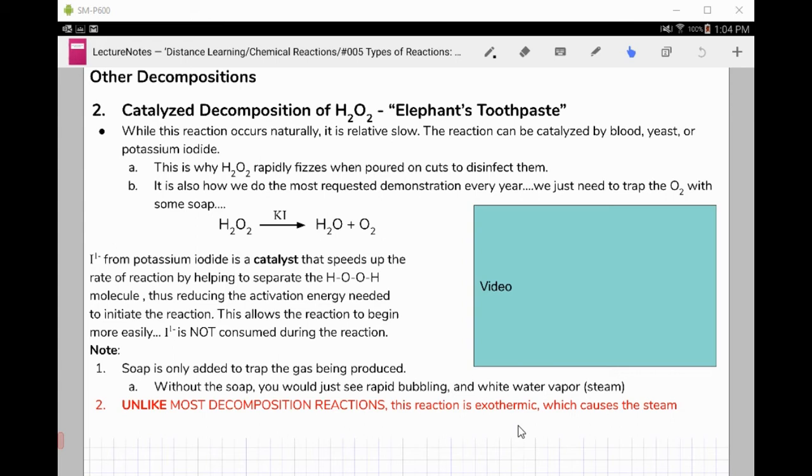This is why, for example, some people put hydrogen peroxide on cuts to disinfect them because it kills bacteria, but you also see that it bubbles a lot when you do that. And it's because the blood it's coming in contact with is catalyzing the decomposition. It makes it rapidly turn into oxygen and produce those bubbles. However, if we use a different catalyst instead of blood, let's use potassium iodide, and we trap the bubbles with some soap, that's what we call the elephant toothpaste reaction demonstration. Let's check it out.